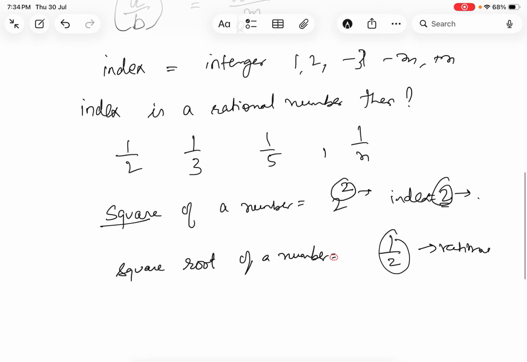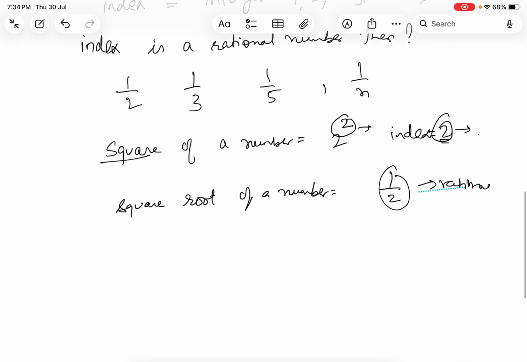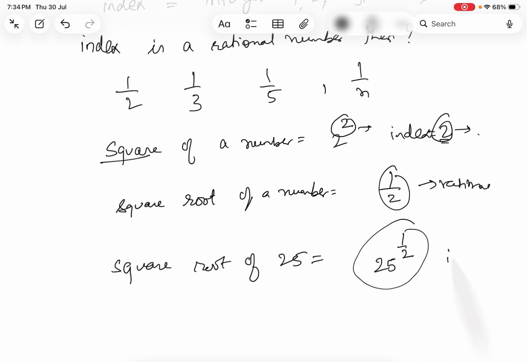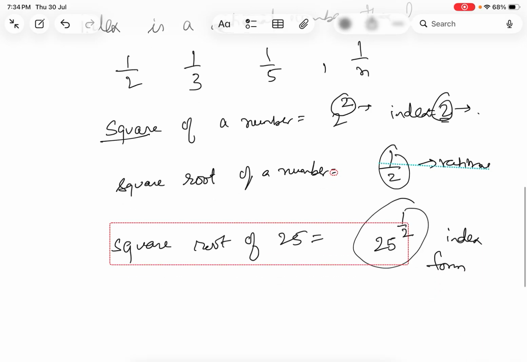Whenever you have a square root of a number and you have to write it in index form, it can be written as 1 upon 2. For example, if you want to write the square root of 25 in index form, it can be written as 25 raised to 1 upon 2. So this is the index form of the square root of 25.